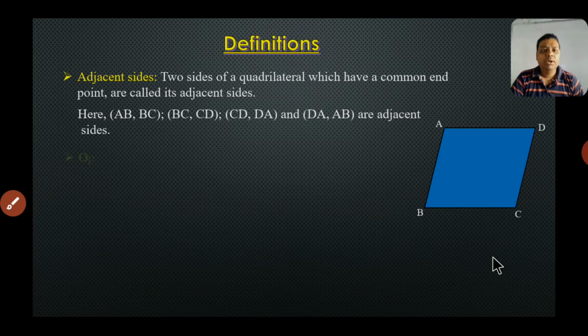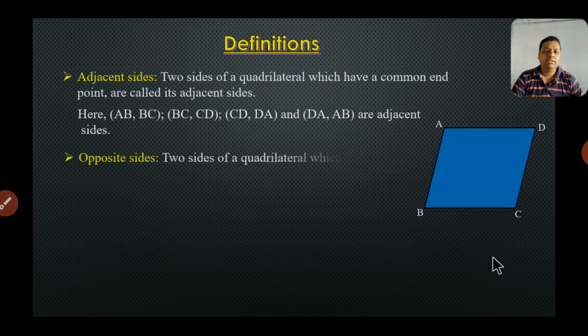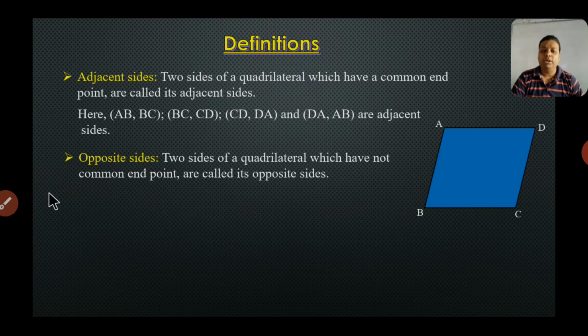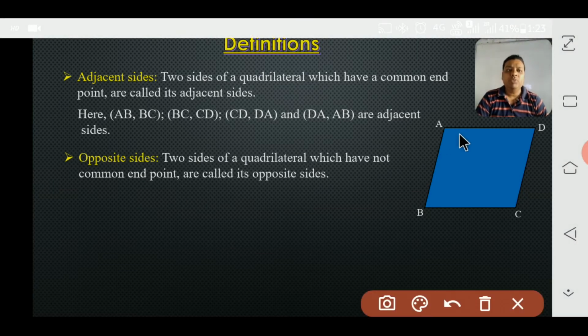Now, what are opposite sides? Two sides of a quadrilateral which do not have a common endpoint. So AD and BC are the opposite sides, and AB and DC are also opposite sides.